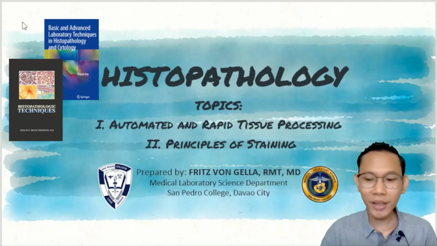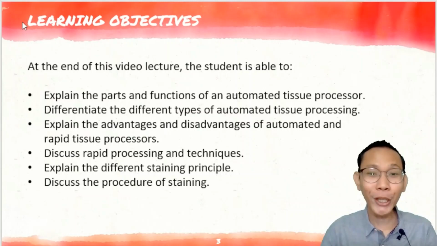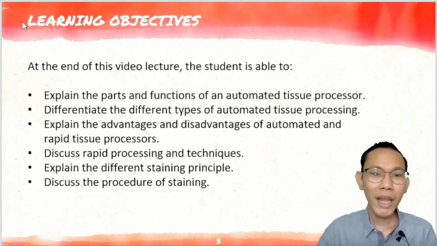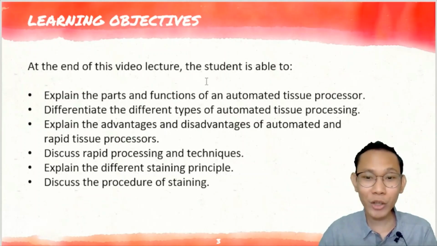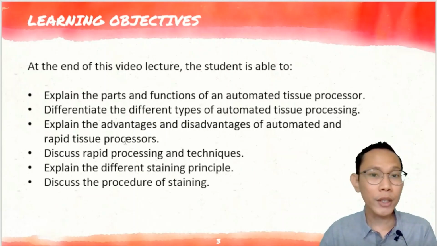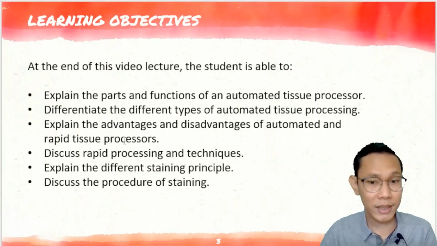So for our learning objectives for today, at the end of this video lecture, the students will be able to explain the parts and functions of an automated tissue processor. Then we will try to differentiate the different types of automated tissue processors, then explain the advantages and disadvantages of it. Then we will also discuss rapid processing techniques. And for our second topic, our main learning objective is to explain the different staining principles.